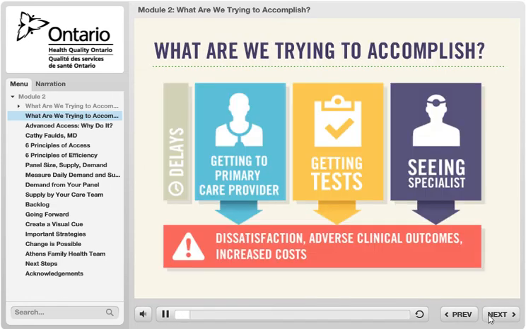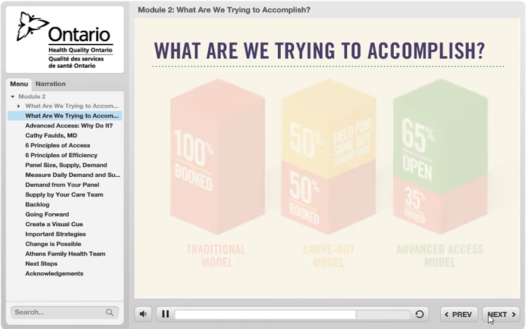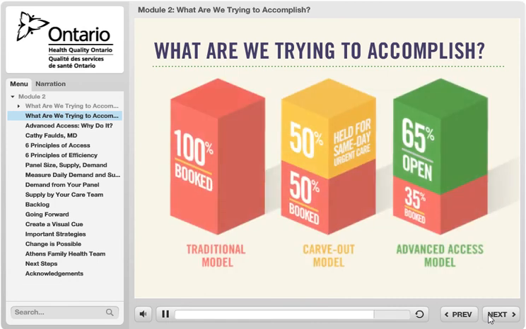Before we jump into assessing your readiness and capacity for change, let's briefly review what we're trying to achieve with advanced access and efficiency and why. Delays in access to a primary care provider, tests, a specialist, are common in our system. This creates dissatisfaction for patients and for staff. Moving away from a traditional scheduling model is possible and is what advanced access is all about.